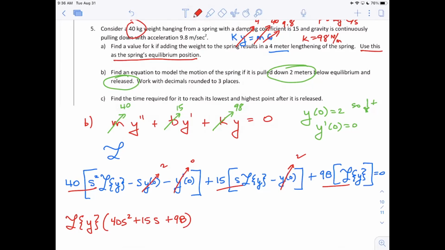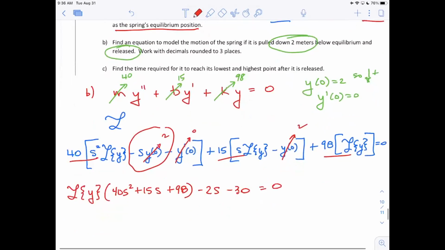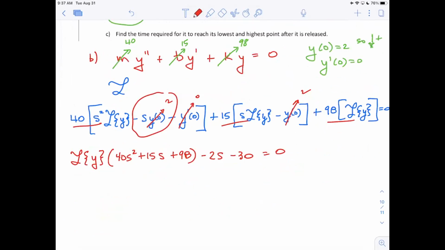But then what else is there that I haven't accounted for? Let's see, there's this minus 2s. And that was 0. And then there's a 15 times a minus 2, which is actually minus 30. And that's it. That's all there is. So I can now solve for the Laplace transform of y by first adding 2s plus 30 to the other side, and then by dividing by 40s squared plus 15s plus 98. So then our goal becomes, can I rewrite that to look like something in the Laplace table?